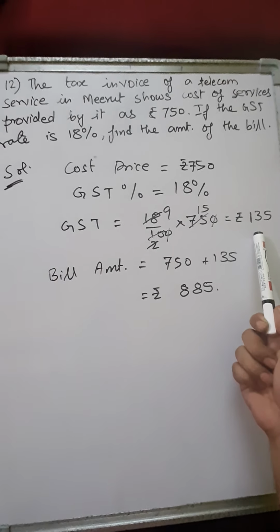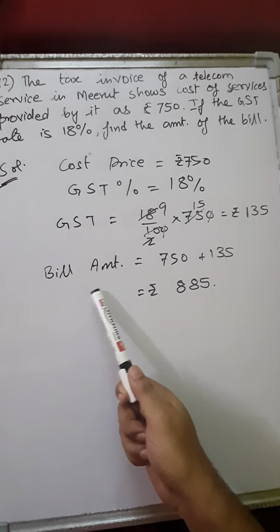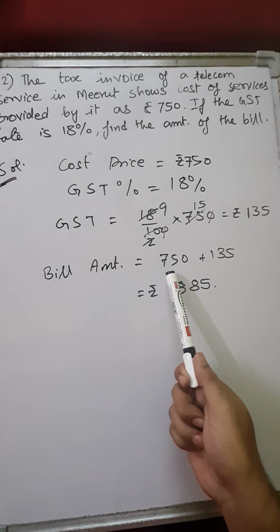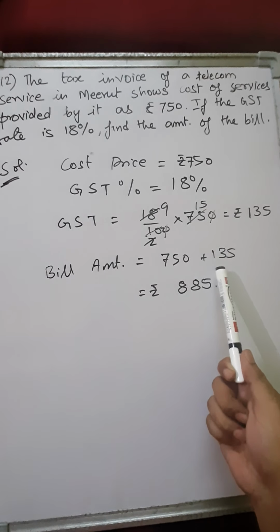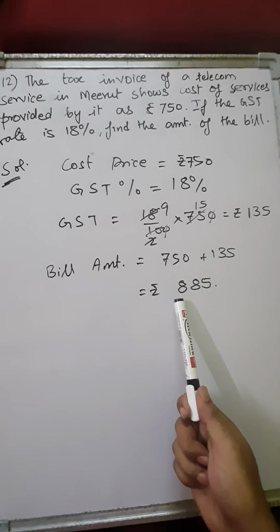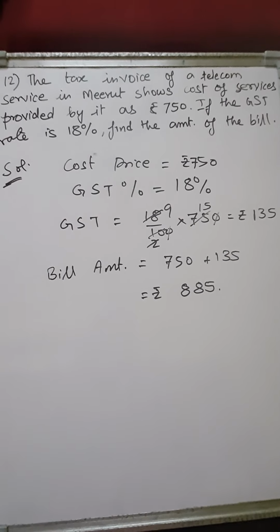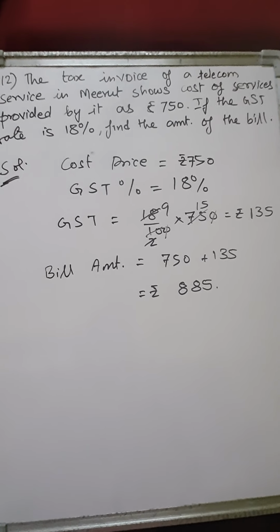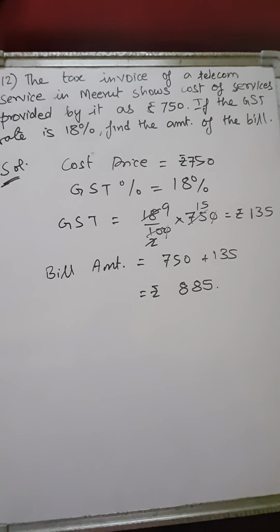Now the tax charge on 750 is rupees 135. So the bill amount will be the cost of service that we have utilized plus the tax that we have to pay. So when we add these two terms, what we'll get? 885 rupees, the total bill amount that we will pay for the services that we have utilized. Right? Note down, please.